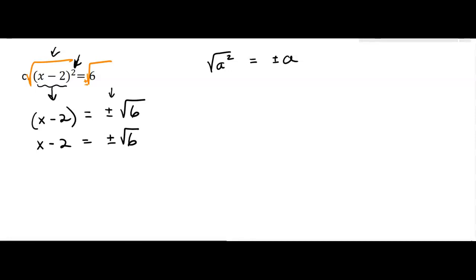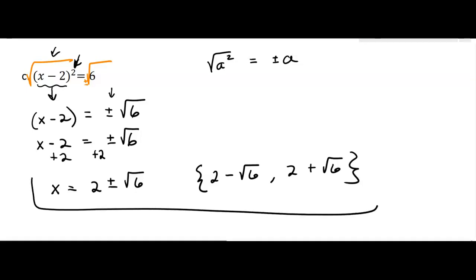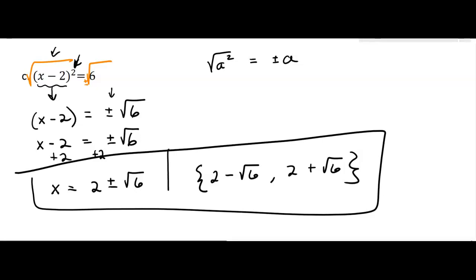I almost have x solved. Remember, the goal is to get x by itself. What I want to do is add 2. Now, where do I put that 2? It'll come in front of the plus or minus. So the answers are going to be 2 plus or minus the square root of 6. If you're writing them separately, 2 minus the square root of 6 and 2 plus the square root of 6. These are fine answers, one of those ways.